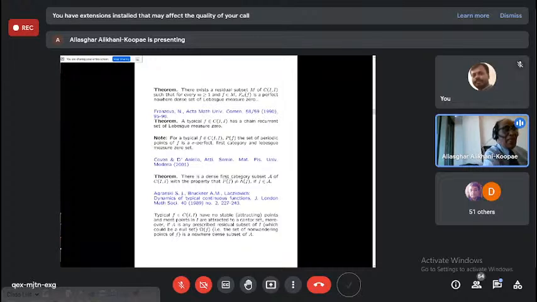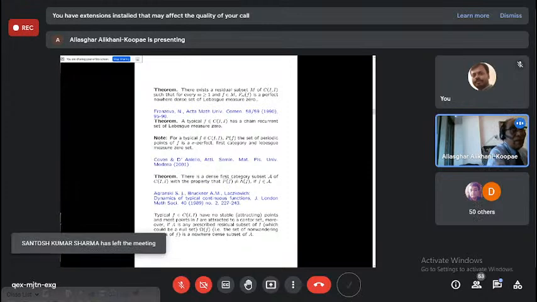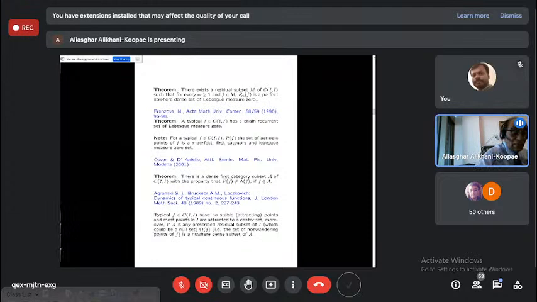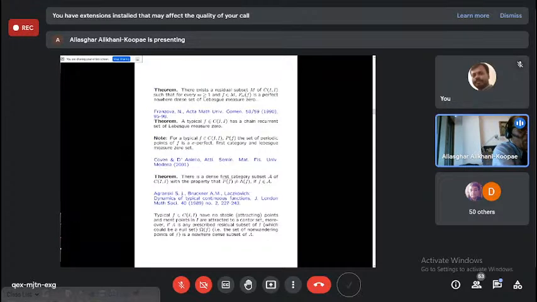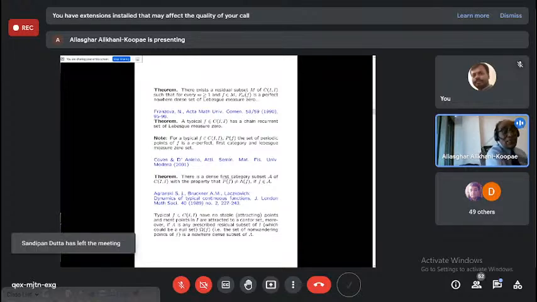So it means that typically these functions have, in terms of cardinality, a big set of fixed points. However, in terms of topology and Lebesgue measure, in a sense, they're small. Another theorem, proved in 1990 by Nora Franzova: a typical continuous function has a chain recurrent set of Lebesgue measure 0.